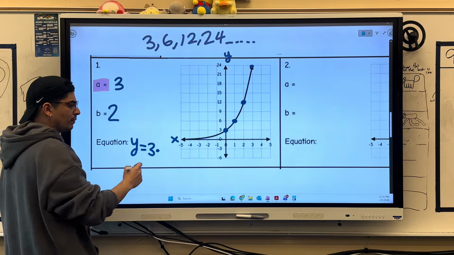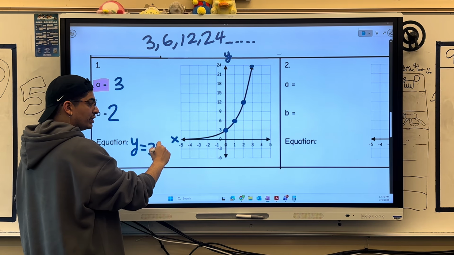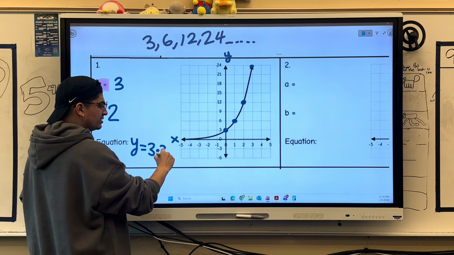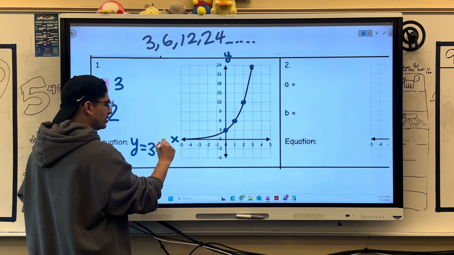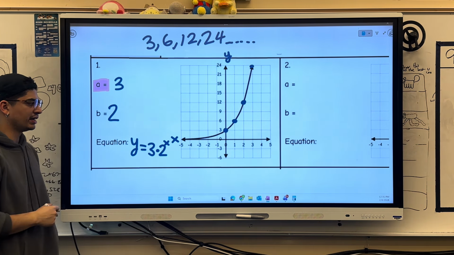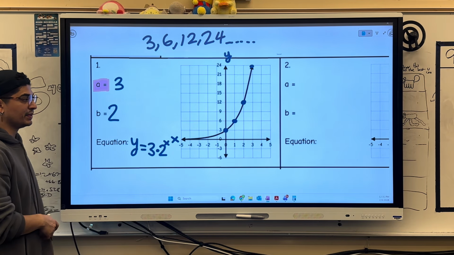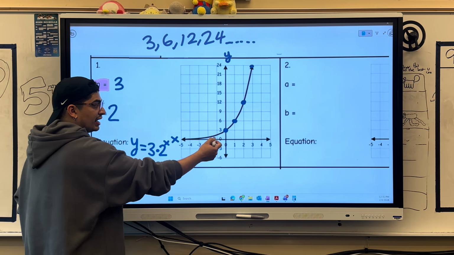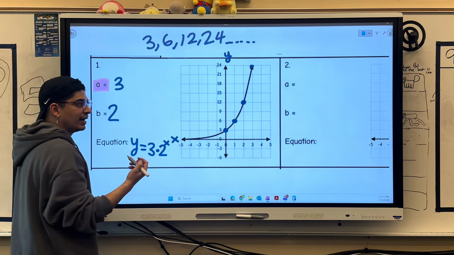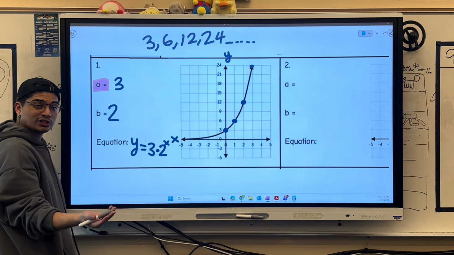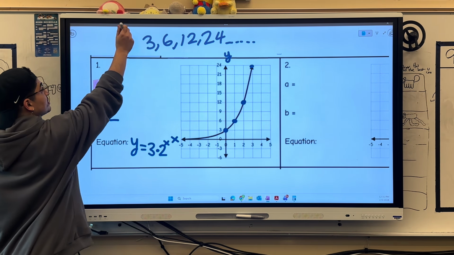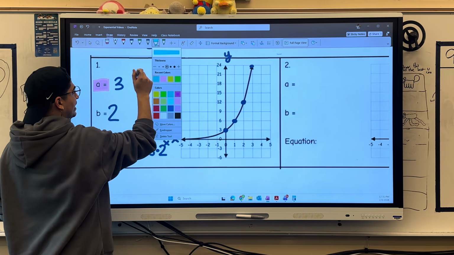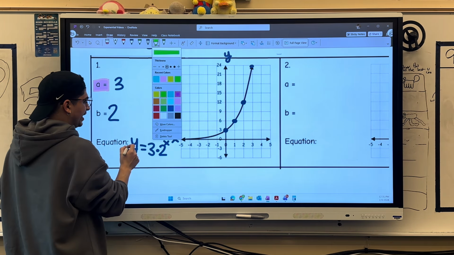So in this one, what's happening is I'm starting at 3, or my 3 at 0, times 2 with an exponent of x, meaning that you can put in any number for x and you would get the corresponding output for your exponential function. So this is the equation right here. I have a finalized exponential formula.